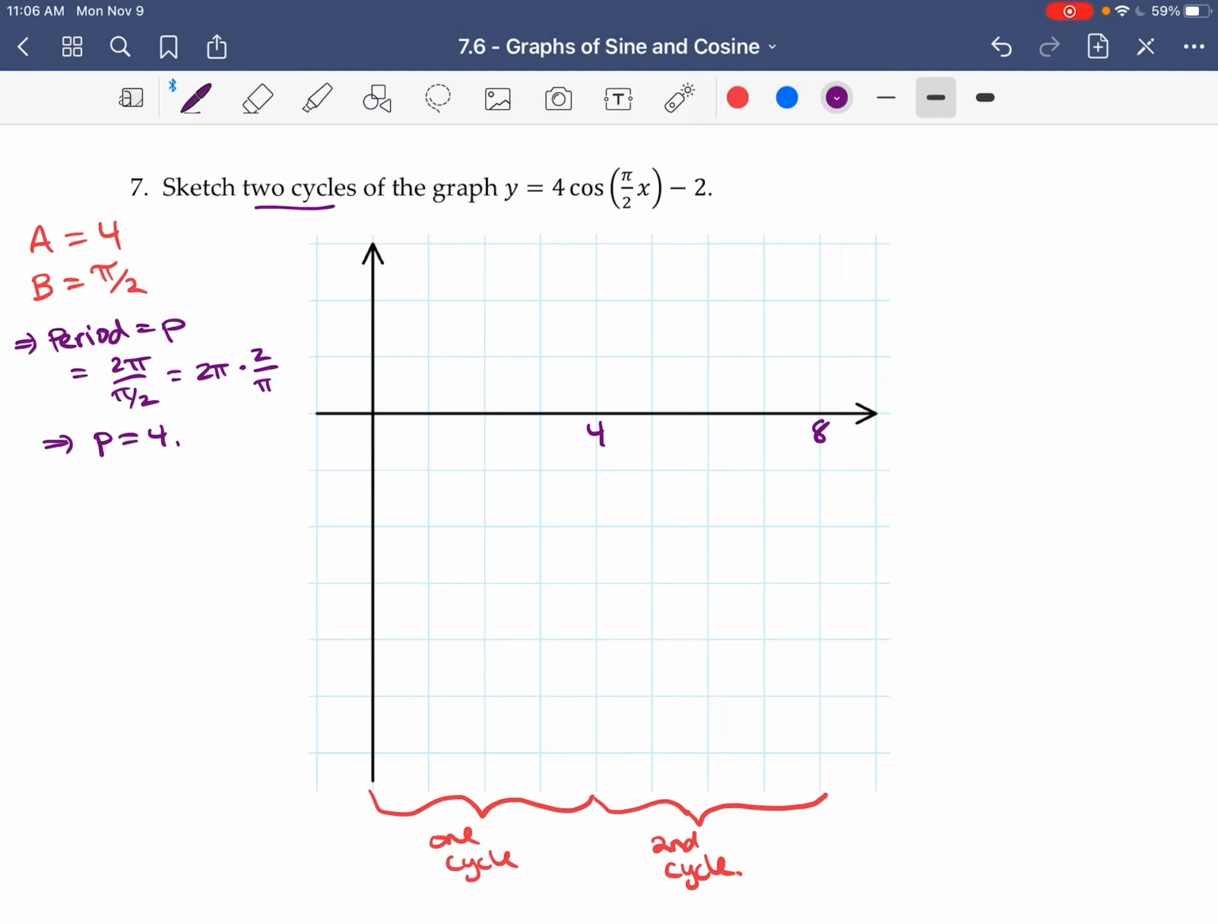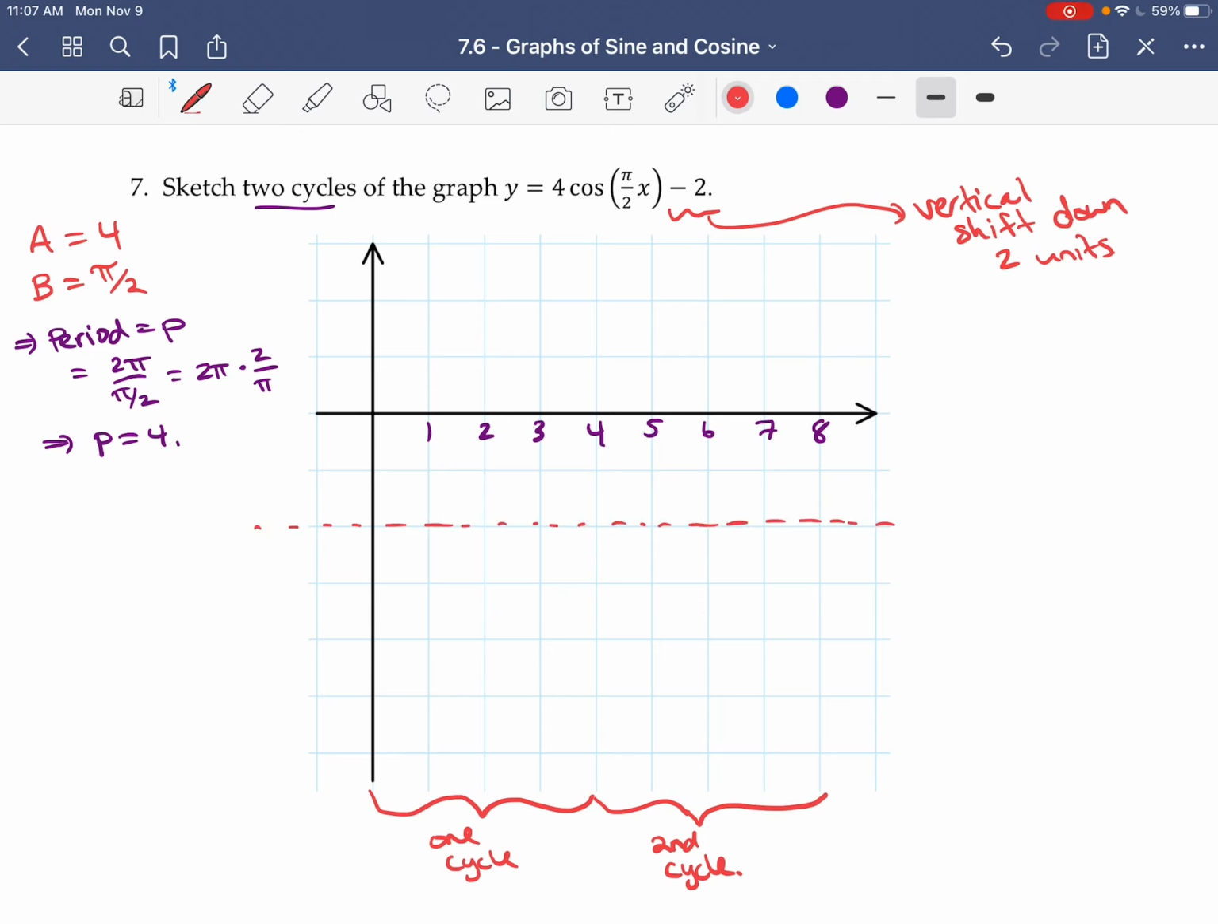So then we want to divide this into bits. This is easy because our number is 4, so this is just going to go up by integers. So the amplitude is 4, but this bit up here is a vertical shift. So we're going to go down 2 units. That means that our middle is actually going to be here. So that's where our zeros are.